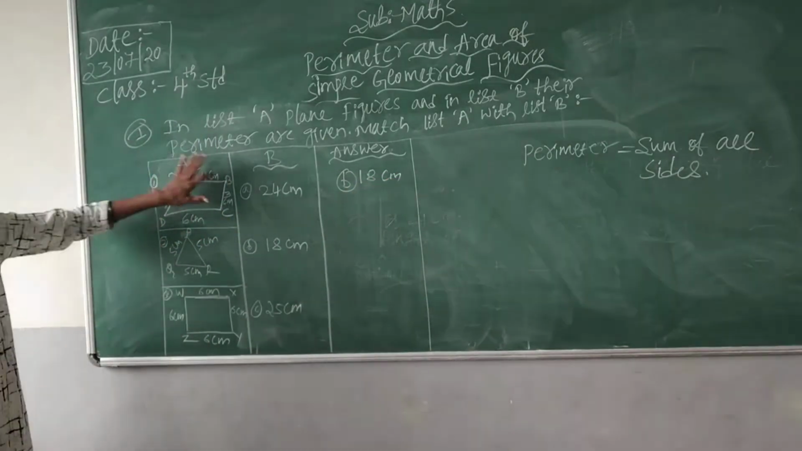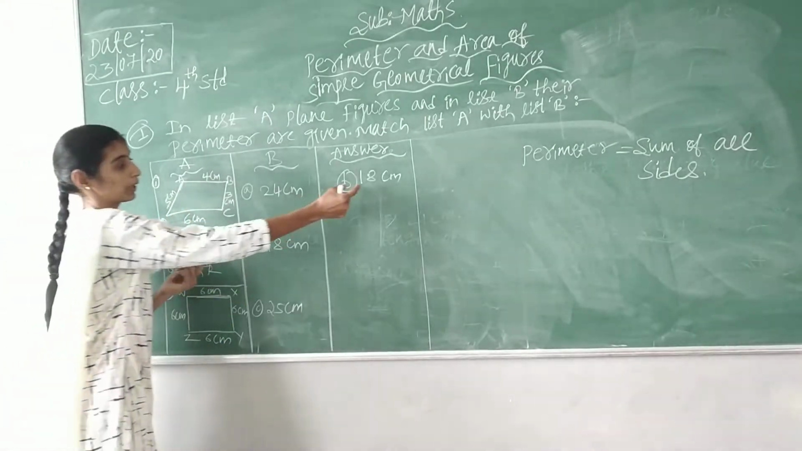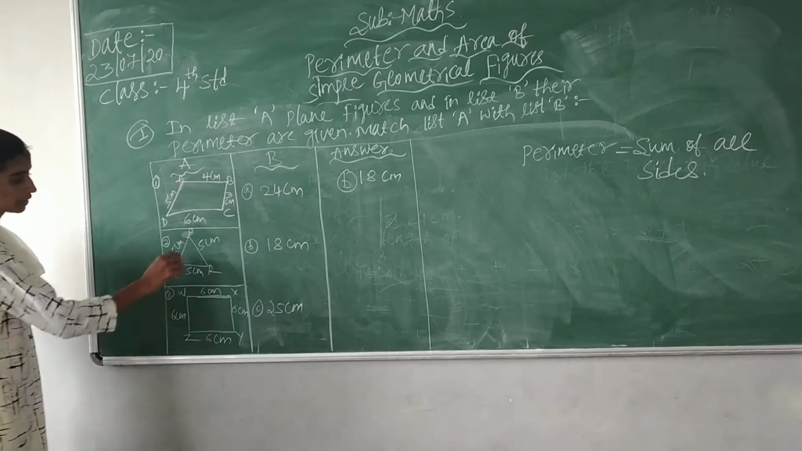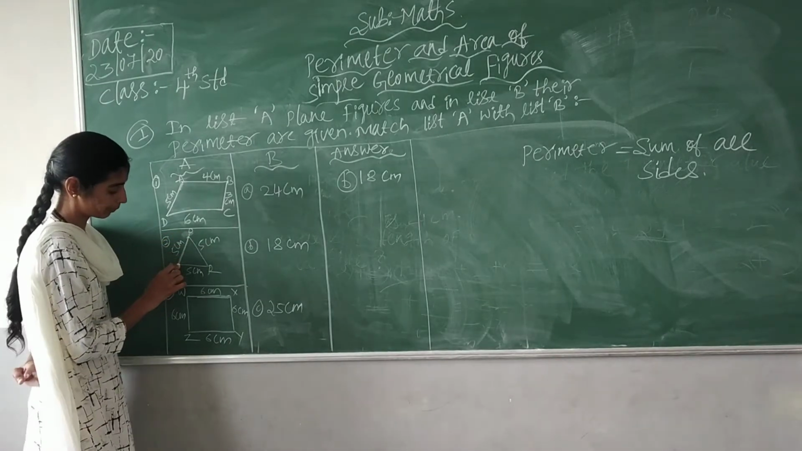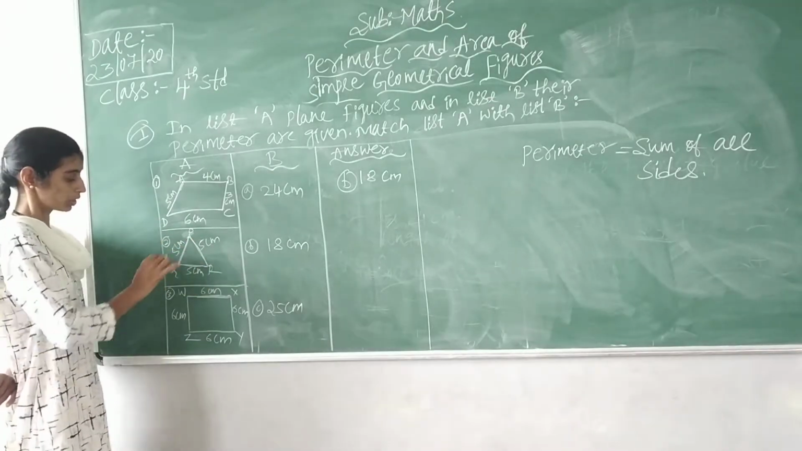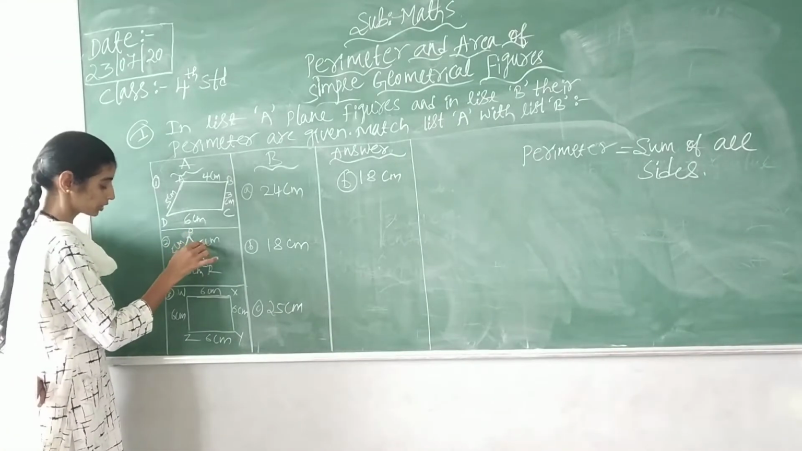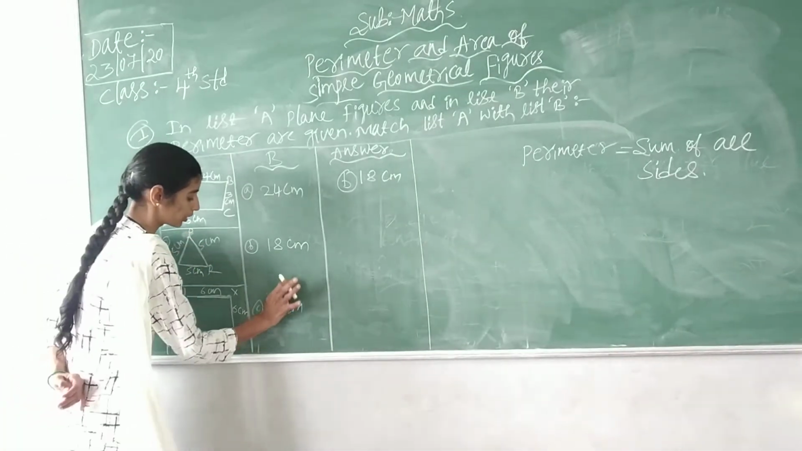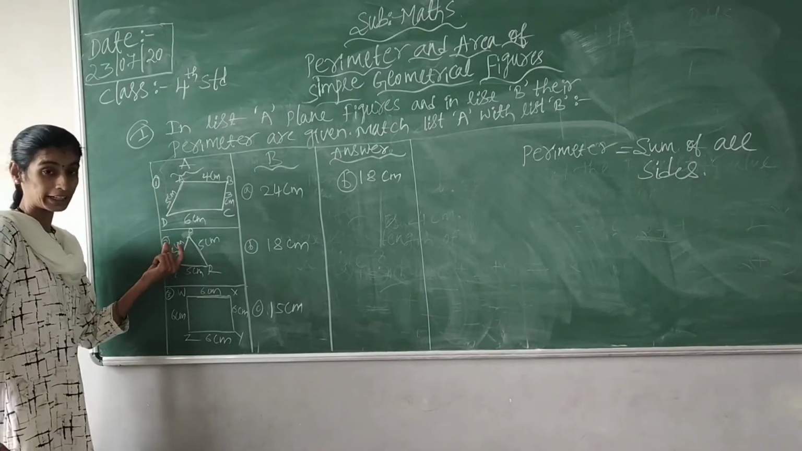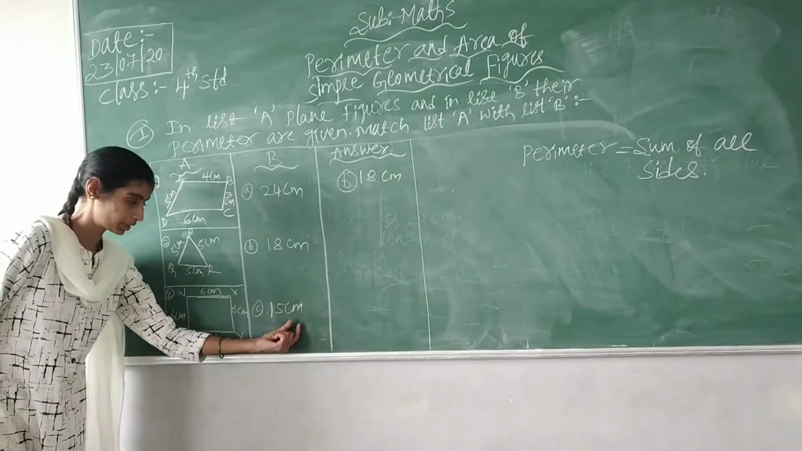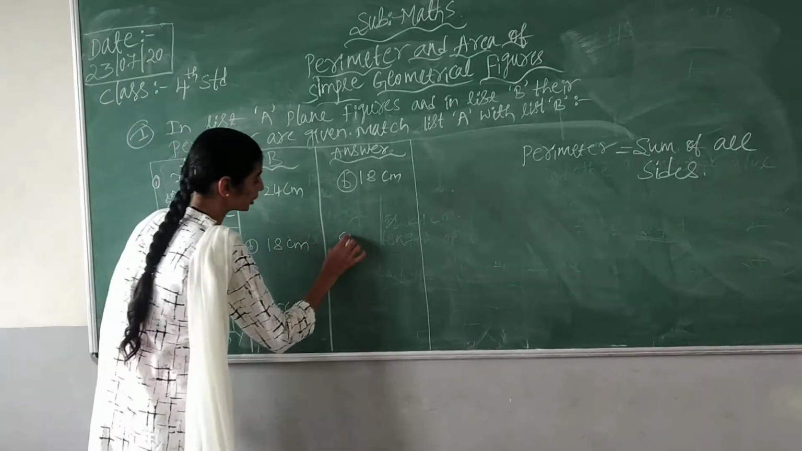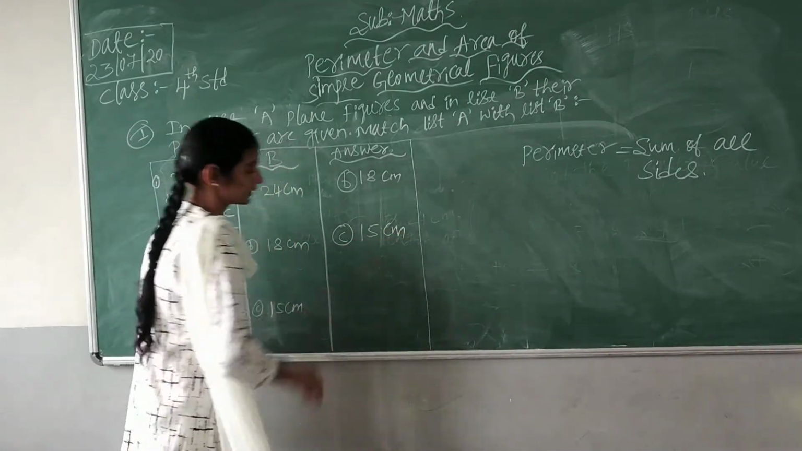If you do the sum of all the sides, our perimeter is 18 centimeters. Next, come to the second question, children. Total it has 3 sides. 1, 2, 3. All the sides are 5, 5, 5. So 5 plus 5, how much? 10. So 10 plus 5, 15. So what is the value, children? Yes, the value of the second one is 15 centimeter. Then it is option C, 15 centimeter.